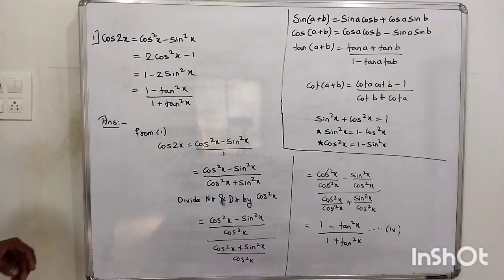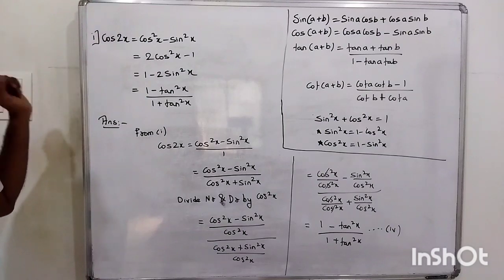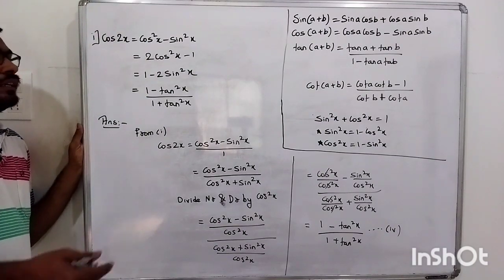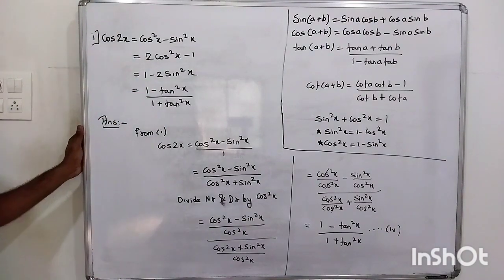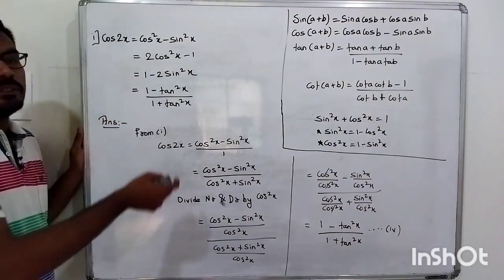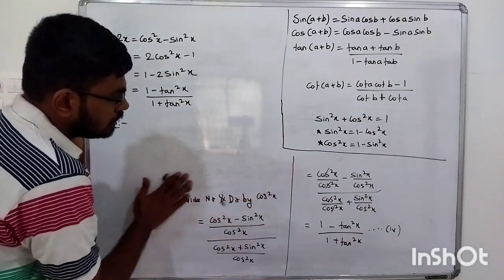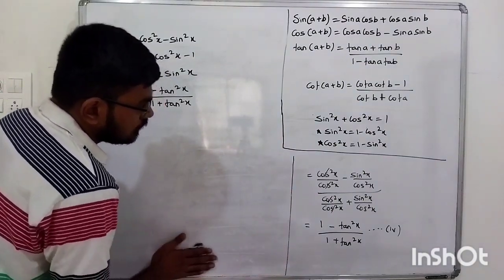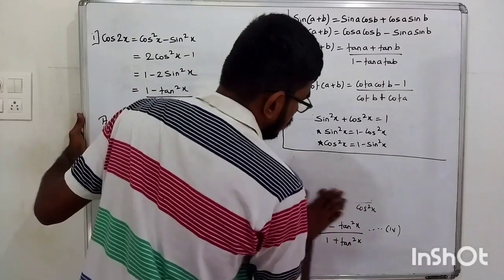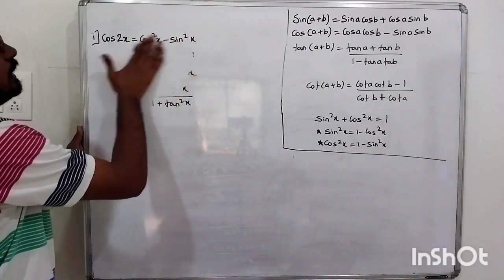Same way we'll find for sin 2x. Now these are the 4 formulas for cos 2x, and all 4 can be used. Sometimes this is more useful, sometimes this is more useful, sometimes this is more useful. Based on the question, all 4 are useful. Next similarly we'll derive for sin 2x.